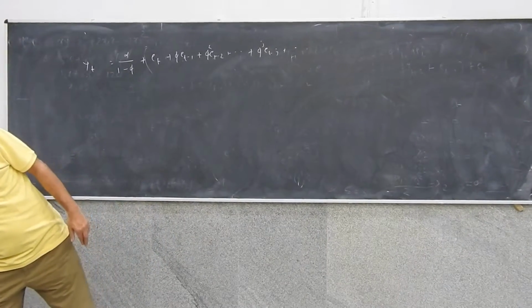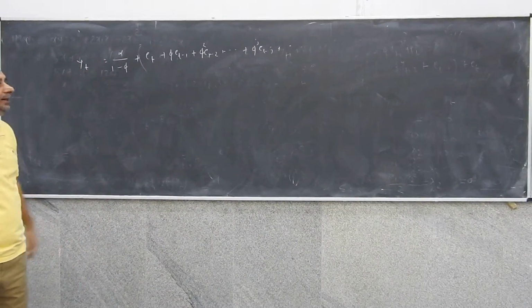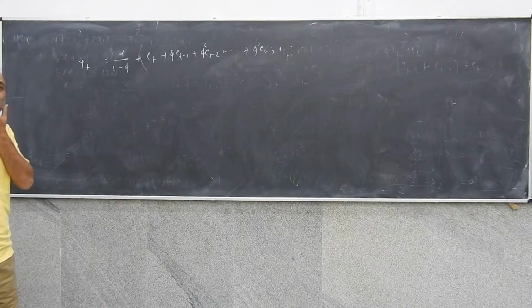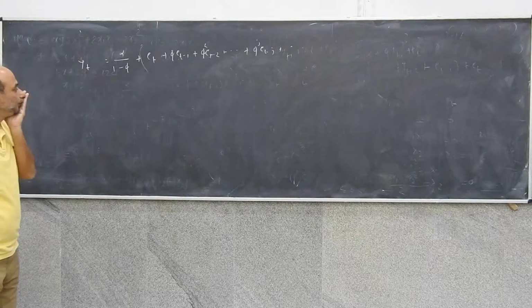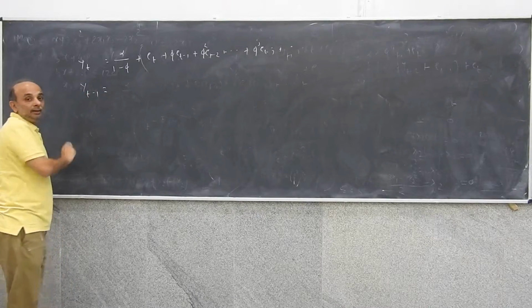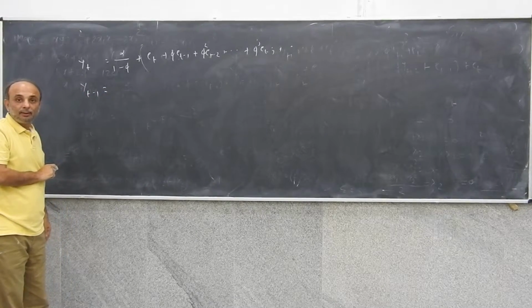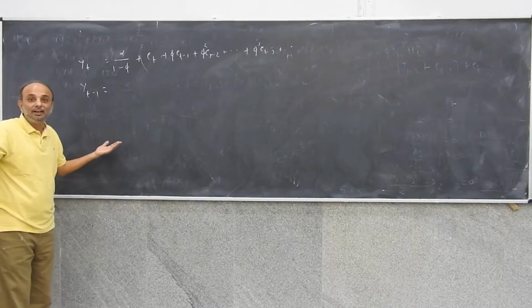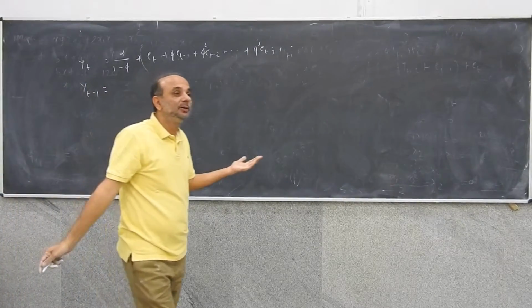So what will be yt minus 1? First, if this is yt, what will be yt minus 1? If phi is equal to 1, will the variance also be undefined? Naturally. So if phi is equal to 1, the variance will not be defined.